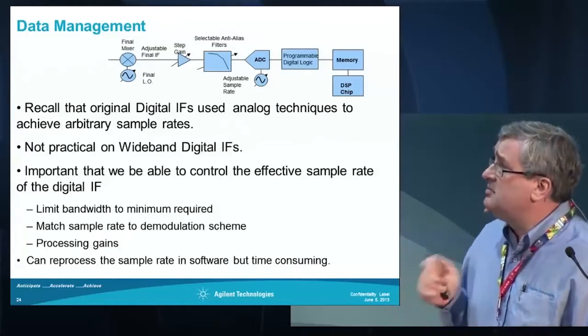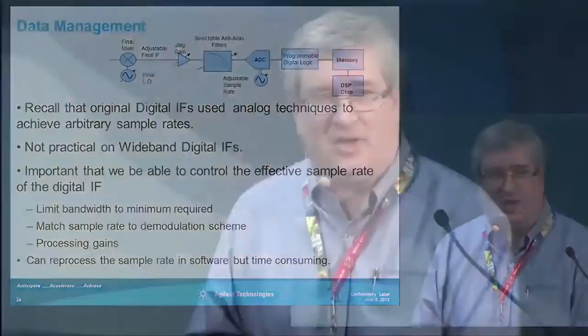But we still need to be able to control the effective sample rate because that's the key to most digital demodulation measurements. You want to give the customer only what they ask for. So if they ask you for 10 megahertz of IF bandwidth, we don't want to hand them 100 megahertz. It's just more data than they need, and they don't want it. You also need to be able to match the sample rate to the standard that you're demodding. Otherwise, you're going to have to do this all in software.